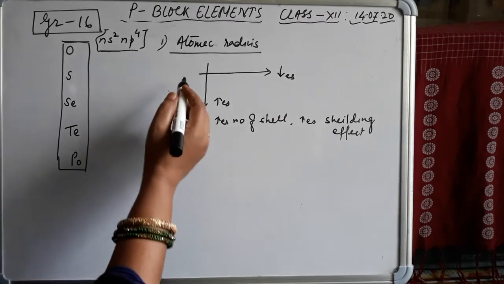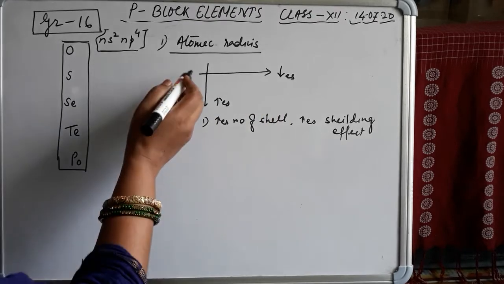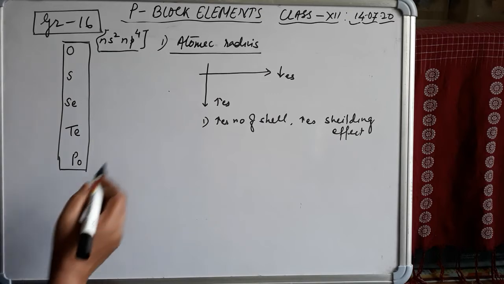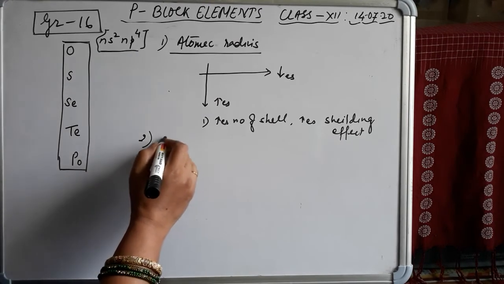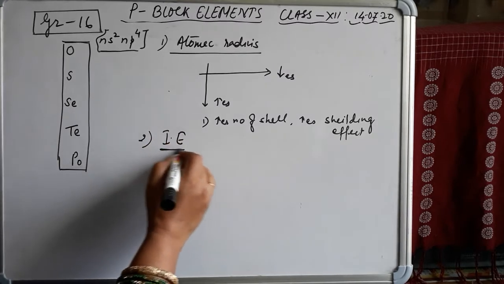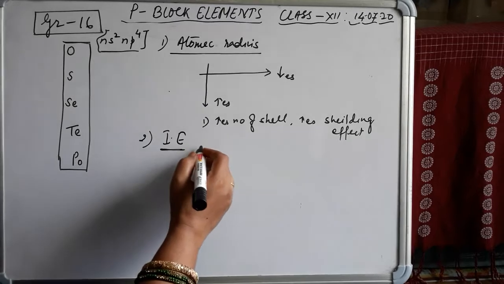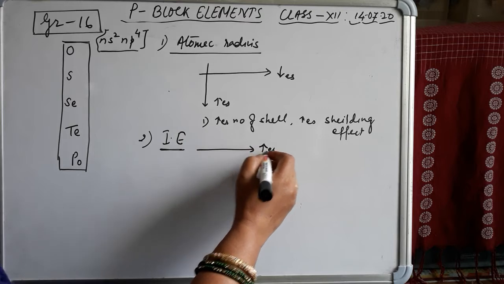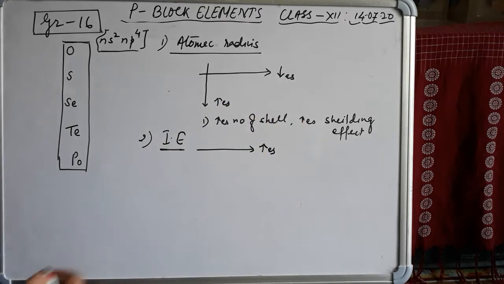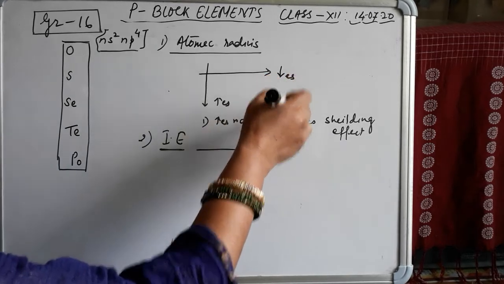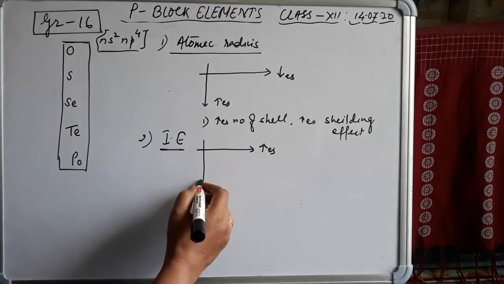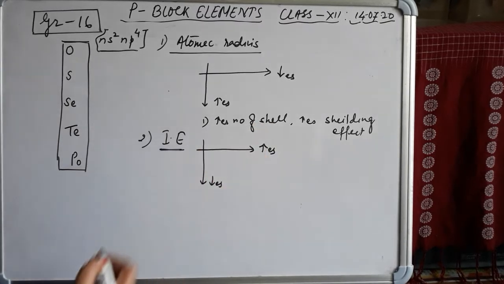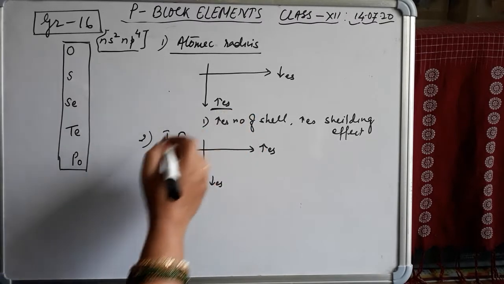Why atomic radius increases when we move top to bottom in a group, and as we move left to right in a period, the size of the atom decreases. And the next characteristic is the ionization enthalpy. Students, when we move left to right in a period, ionization enthalpy increases because the size of the atom decreases, and when we move top to bottom in a group, ionization enthalpy decreases because the size of the atom increases.